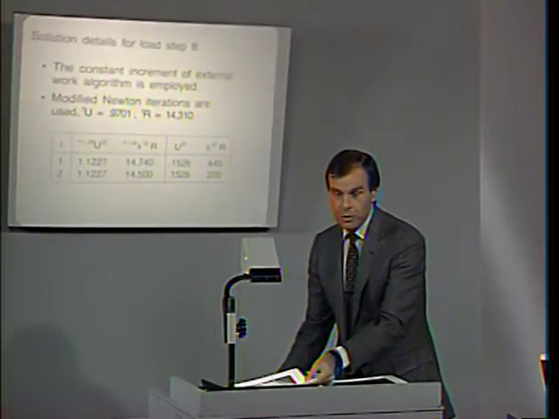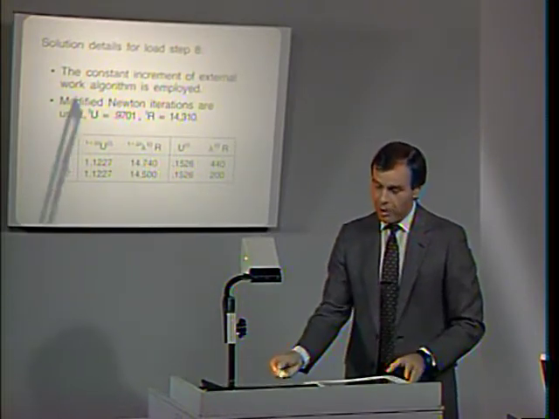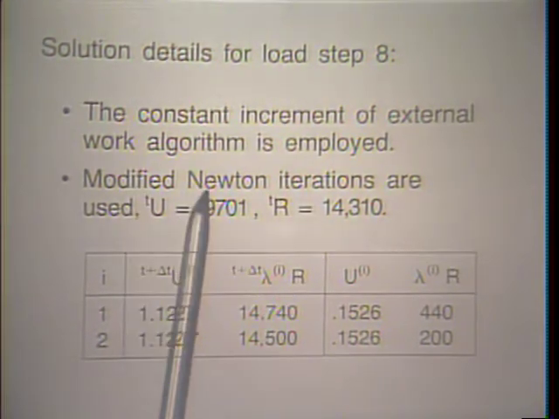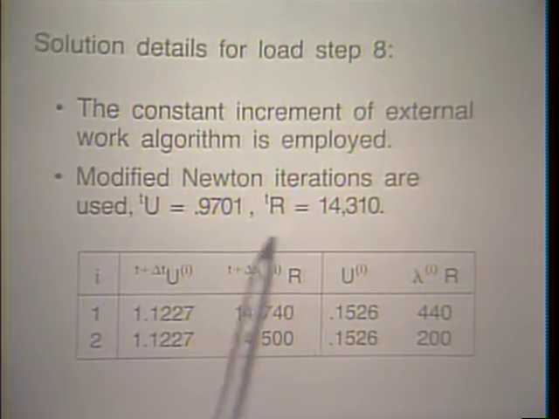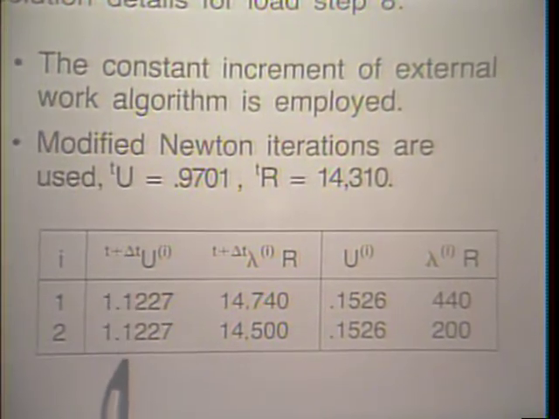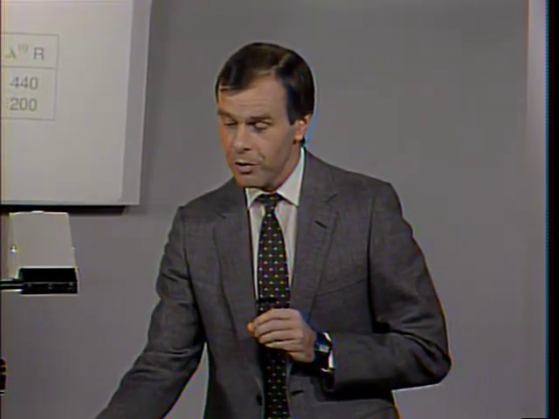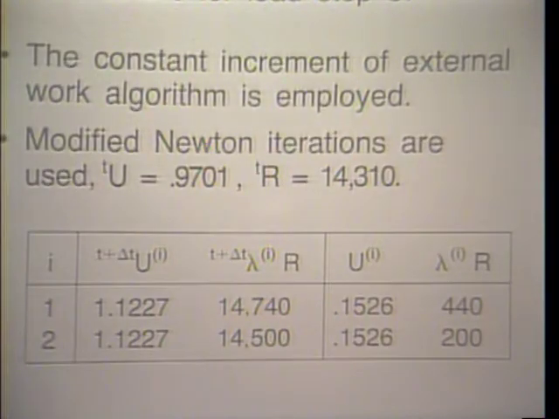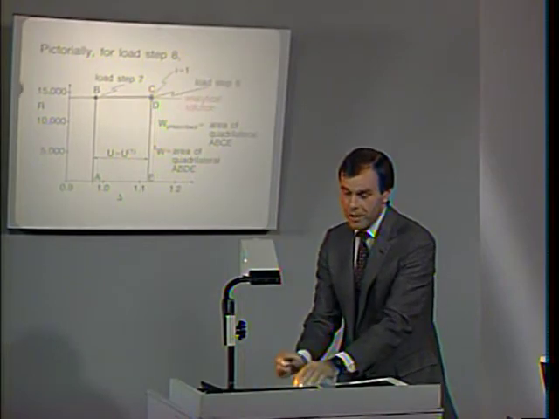The solution details for load step 8 are as follows. We used for this particular load step the increment of external work algorithm, the modified Newton iteration as well, and these were the starting values. And notice that we have immediate convergence. I pointed out in the previous lecture that for a single degree of freedom, with the constant increment of external work algorithm, we will have convergence after the second iteration. In other words, delta U2 is going to be 0. And that is shown right here in the table and also in this picture here.